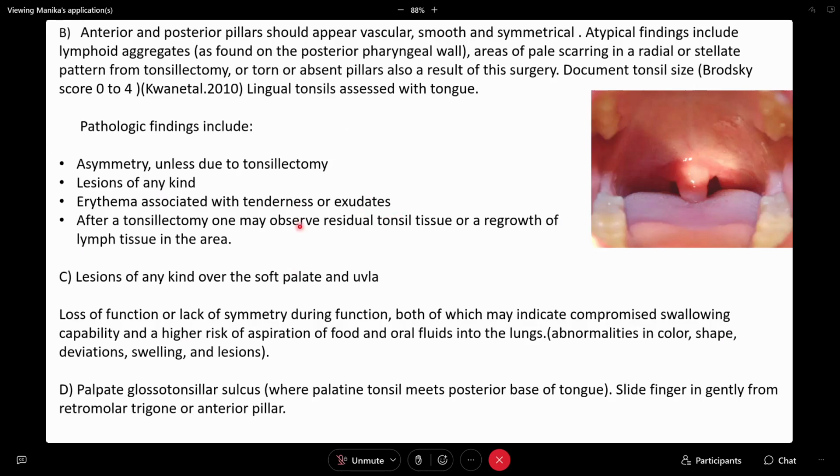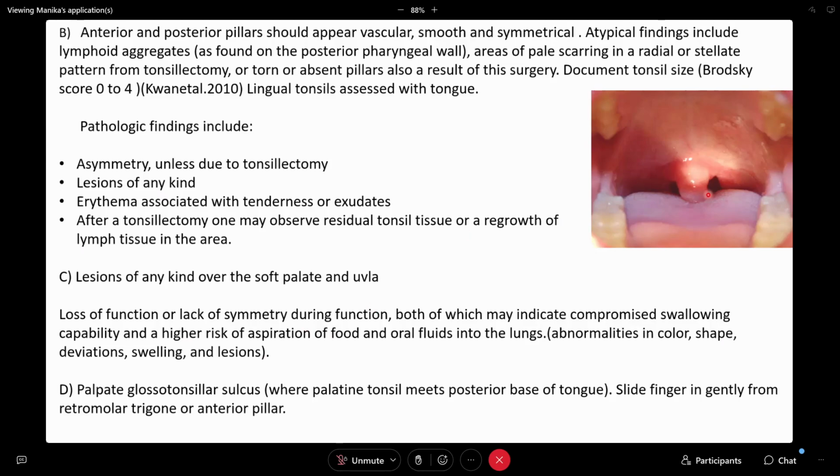And after a tonsillectomy, one may observe residual tonsil tissue or a regrowth of lymph tissue in the area that suspects the carcinoma. And coming to the lesions of any kind over the soft palate and the uvula, loss of function or lack of symmetry during function, both of which may indicate compromised swallowing capability and a higher risk of aspiration of food and oral fluids into the lung. So we have to examine the abnormality in the color, shape, deviation, swelling, or any other lesion that suspects the carcinoma.